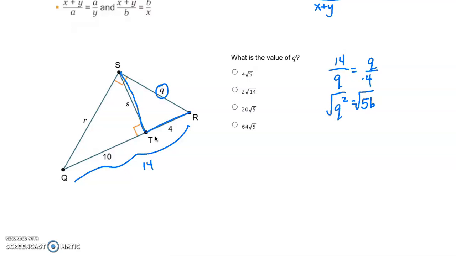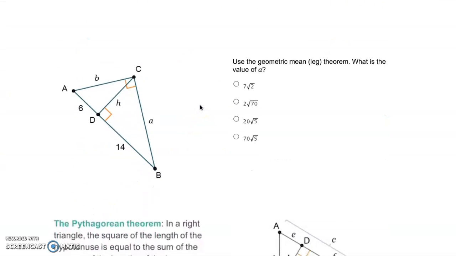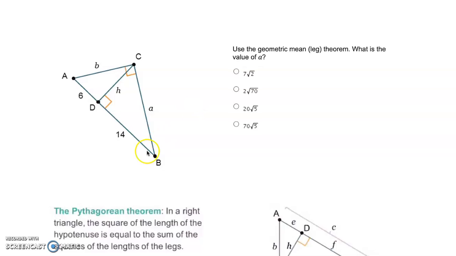Take the square root of 56, so q equals the square root of 4 times 14, and then we can simplify that as 2 radical 14. So that would be our value of q. Take a look at this one and try it on your own.